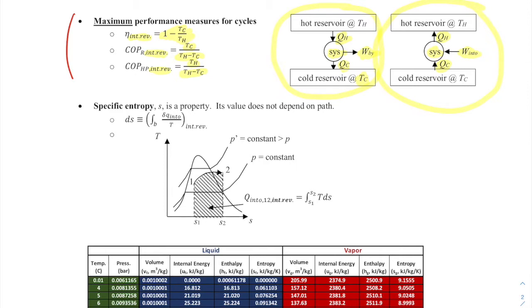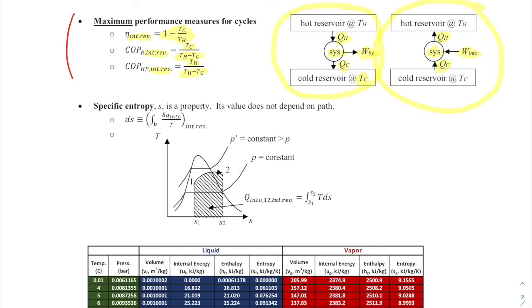So it gives you an idea of what's the maximum possible that you can achieve and how close, and then you plug in the numbers for your real situation and just see how close you are. And again, it's very important that you use absolute temperatures in these calculations. Okay, let's move on to the next topic.